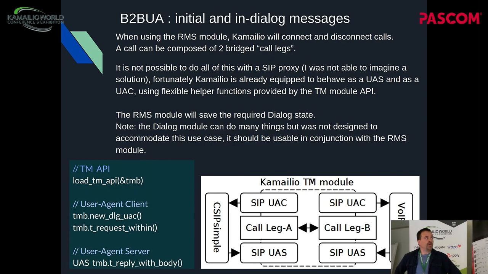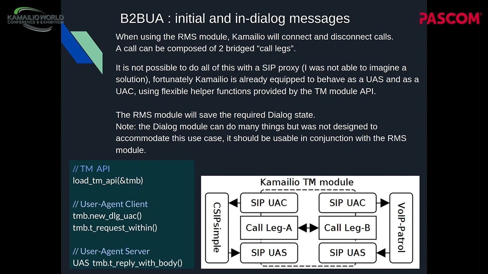So in the end, by using a SIP proxy, it was not possible, I believe, to do all of this, because a SIP proxy is supposed to relay proxy messages. It's not supposed to terminate them. But in Kamailio, there are already some features to do this. There's a UAC that can be used. So I don't think there was a need to rewrite everything.